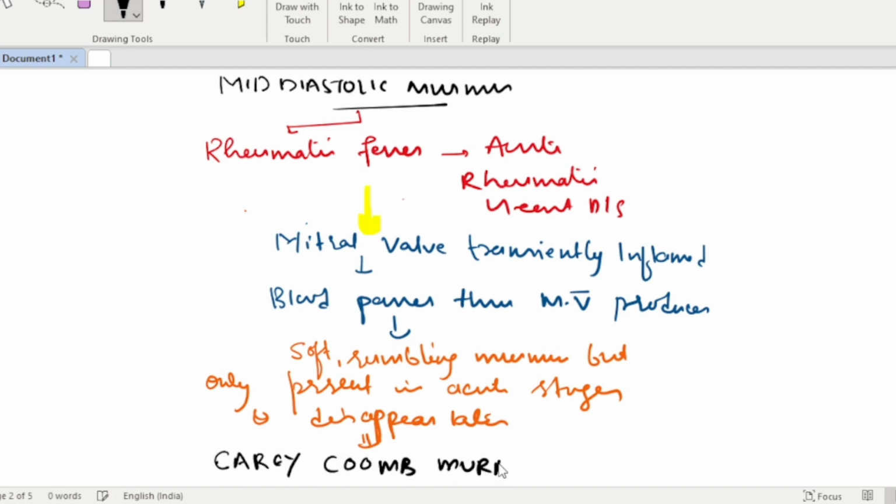To summarize, the patient is affected by acute rheumatic fever, which may cause acute rheumatic pericarditis, myocarditis, and endocarditis. Ultimately, the mitral valve is inflamed for a short period of time, or transiently. So when blood passes through this inflamed mitral valve, it produces a soft rumbling sound, which is present only in the acute stages and later disappears. This is known as the Carey Coombs murmur.